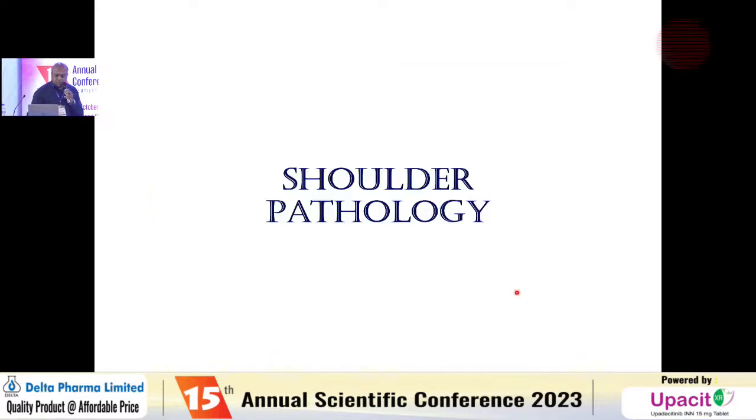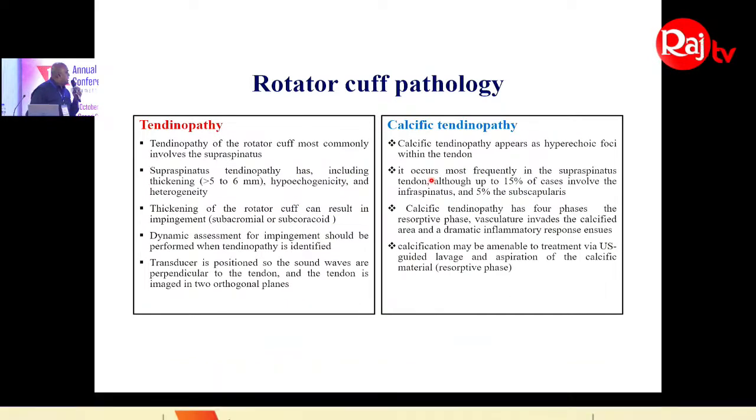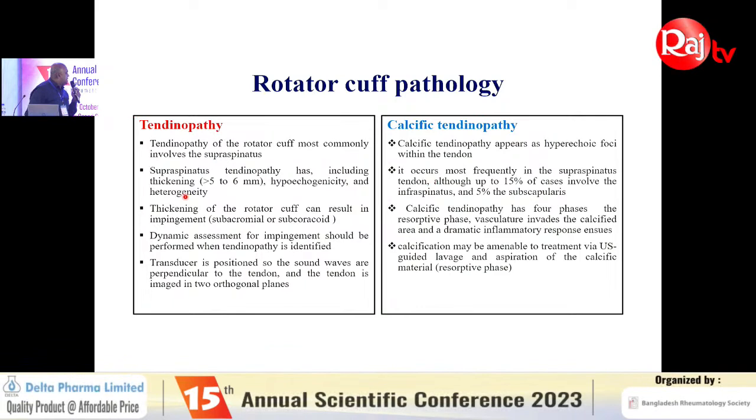So now the shoulder pathologies. Rotator cuff tendinopathies, as we have already mentioned, are usually most common in the supraspinatus. It includes thickening of the tendons, hypoechogenicity and heterogeneity. Thickening of the rotator cuff can result in impingement, that we have seen in the first slide: the two structures, subacromial bursa and supraspinatus, between the acromion process and head of the humerus, there is impingement if the supraspinatus is thickened. So dynamic assessment for impingement should be performed when tendinopathy is identified.